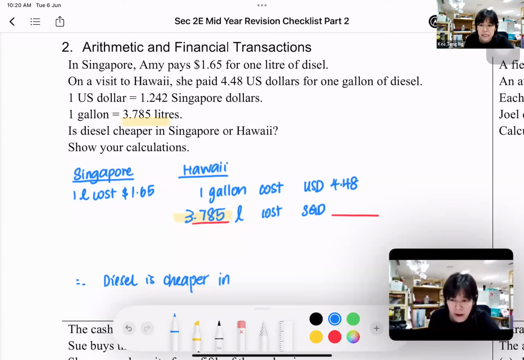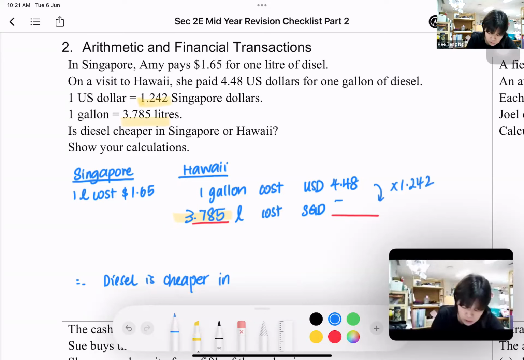And I want to compare whether it is cheaper or not. So I'll compare everything in terms of either USD, if not Sing dollar. So I shall compare everything in Sing dollar. So 1 USD is 1.242 Sing dollar. So I just multiply by 1.242.